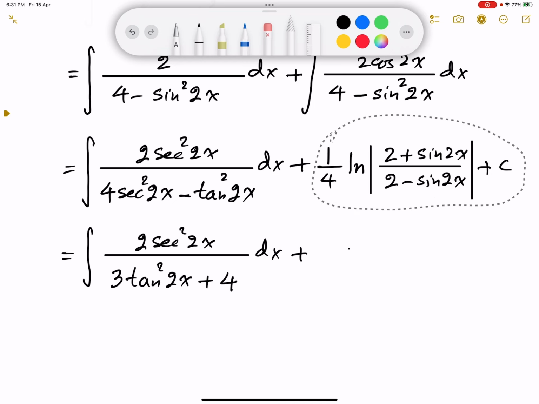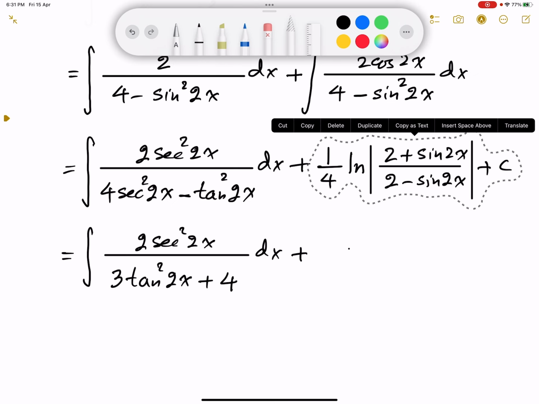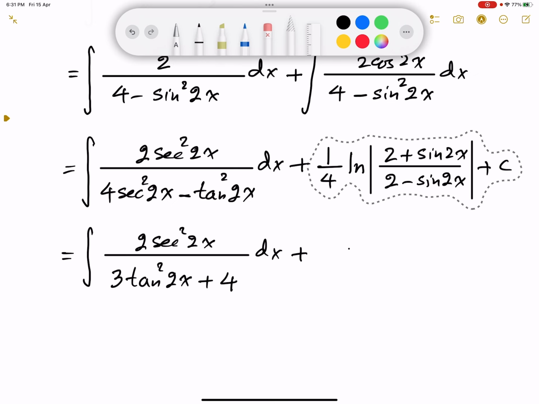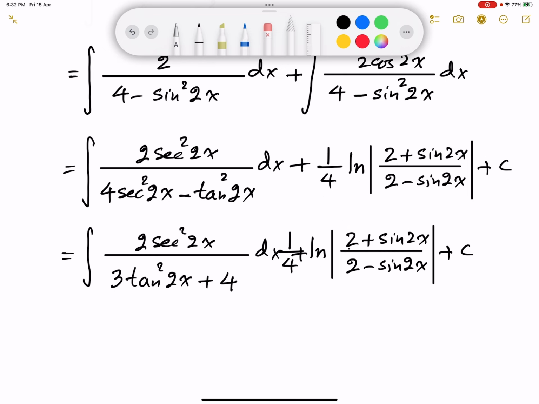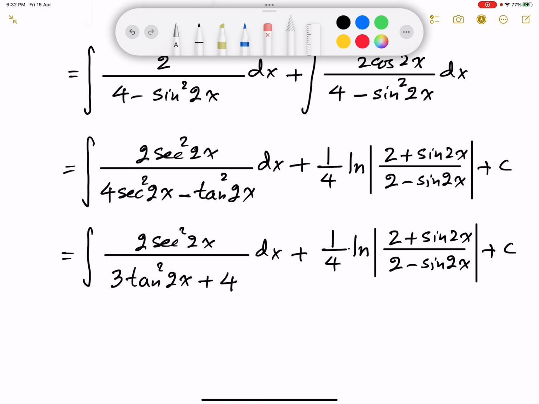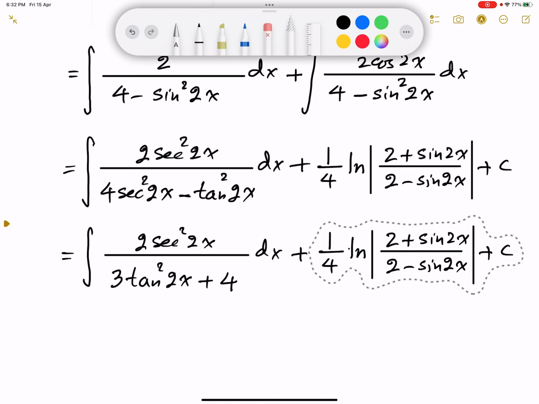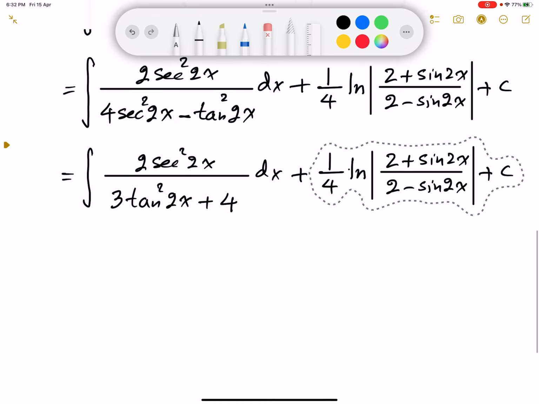So what I'm going to do here is copy this result and paste it down as well. Exactly, so nothing is going to change with the second term. Now the first integral.